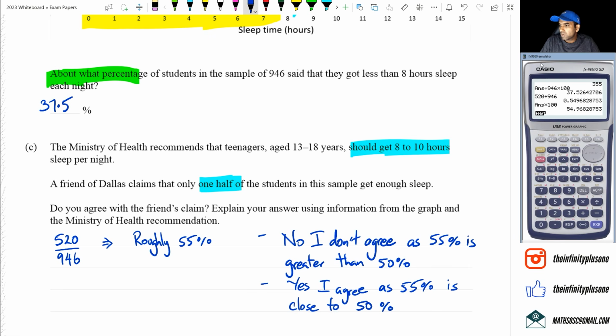So again, it's one of those questions where you could give either answer, as long as you're able to justify your answer with the relevant calculations. All right. So that's where I would stop at this question. And I think this is something that I'm noticing.